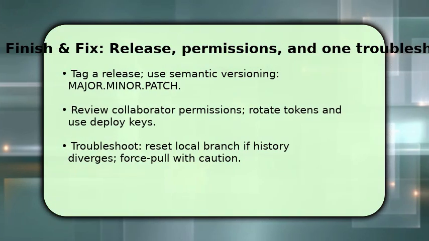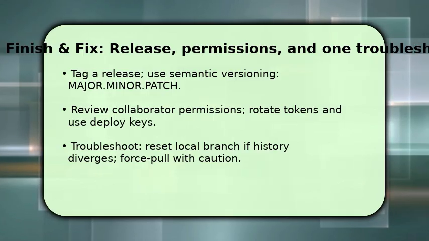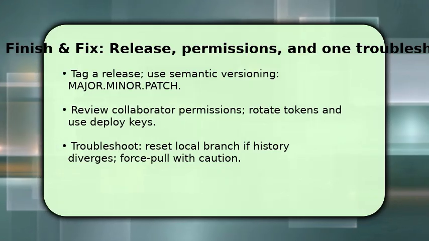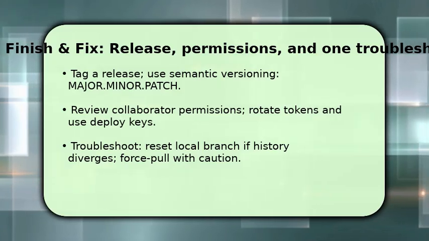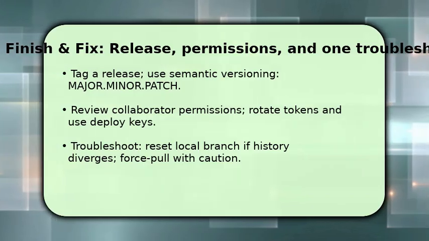You wrap up by tagging a release and creating a release note that summarizes changes and migration steps. Semantic versioning helps teammates know the impact. Once merged, review access levels, remove stale collaborators, rotate personal access tokens, and use deploy keys for CI. Make sure to document the rollback plan in case a release fails.